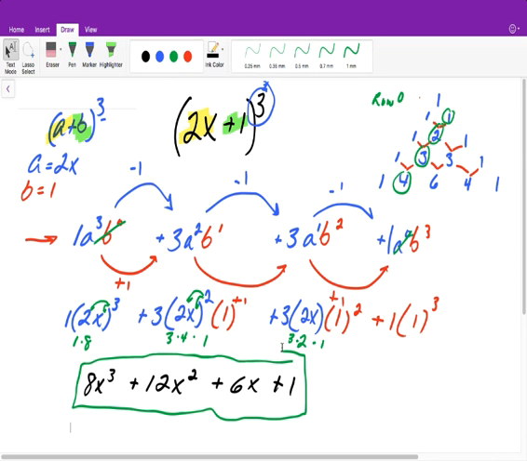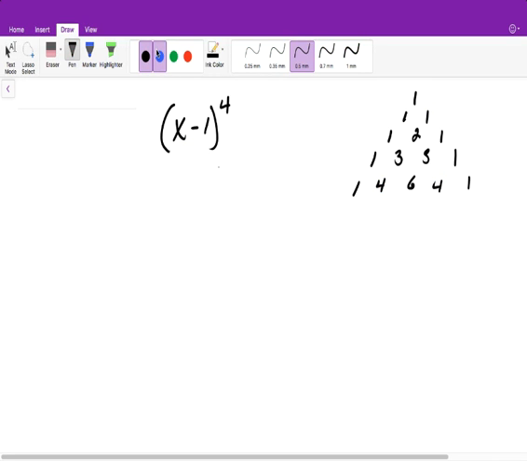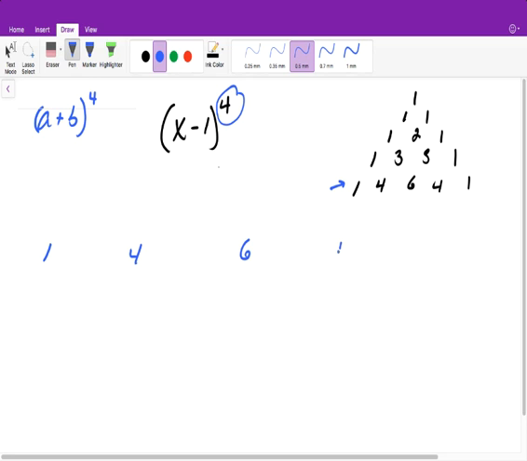All right, now on to the last question from the review. All right, so the last problem was (x - 1) to the fourth. Remember, we're going to write the formula as if it's (a + b) to the fourth power. So the first thing we do is identify our power, 4, go to that row, and write that row out. So 1, 4, 6, 4, 1, and all of these get a plus sign.